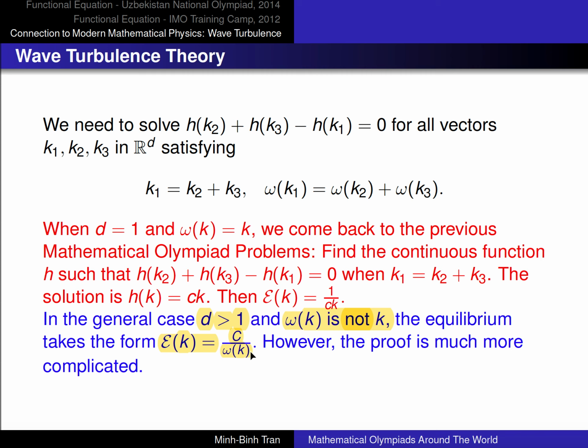So the conclusion is that in modern wave turbulence theory, in order to find the equilibrium, we also need to solve functional equations that are similar to the two equations that we considered in the previous two sections.